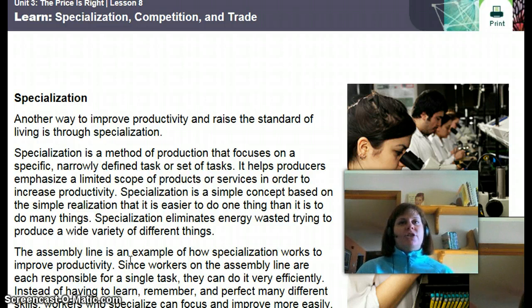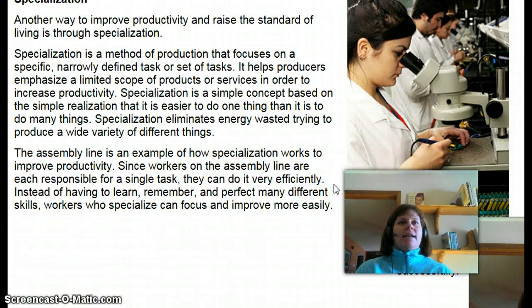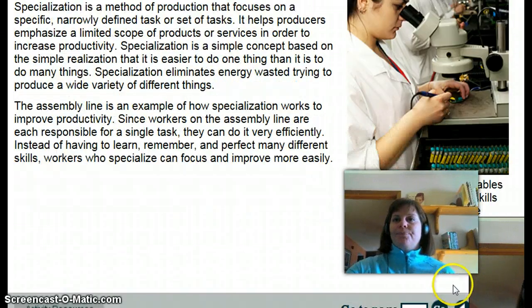Specialization eliminates energy wasted trying to produce a wide variety of different things. The assembly line is an example of how specialization works to improve productivity. Since workers on the assembly line are each responsible for a single task, they can do it very efficiently. Instead of having to learn, remember, and perfect many different skills, workers who specialize can focus and improve more easily.